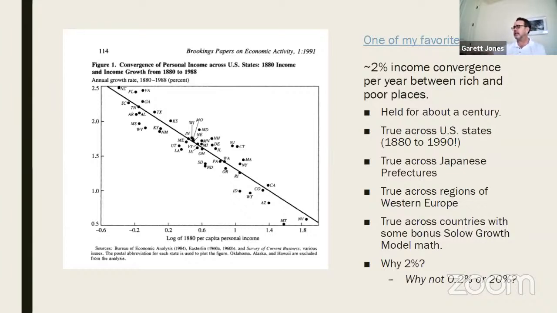So it's held for about a century. It's held across US states, true across Japanese prefectures, true across Western Europe. It slowed down a bit in the last couple of decades, perhaps because countries just got closer to where they're supposed to be. And again, we should be asking ourselves, why 2? Why not 0.2? Why not 20? And why so persistent even across decades? Again, quantitative patterns cry out for quantitative explanations. They might be too complicated for us. Our answers might be incomplete or imperfect, but trying to answer them can yield a lot.